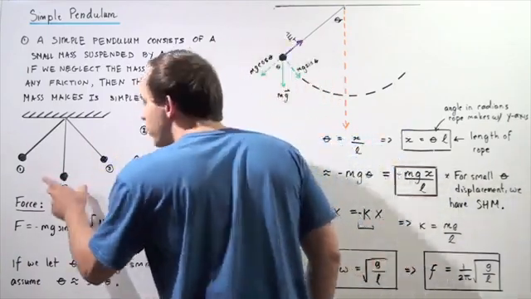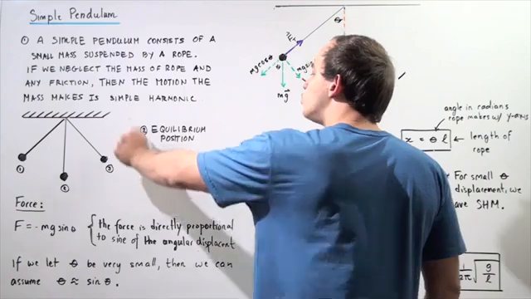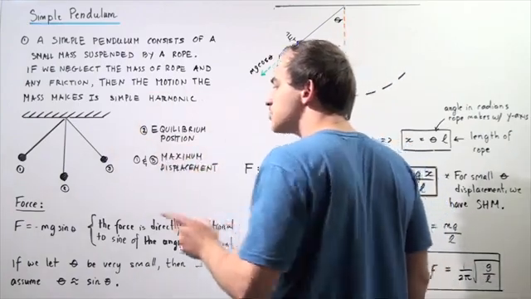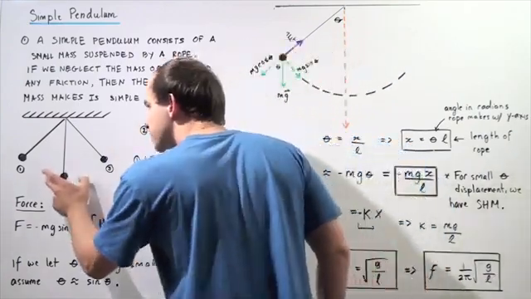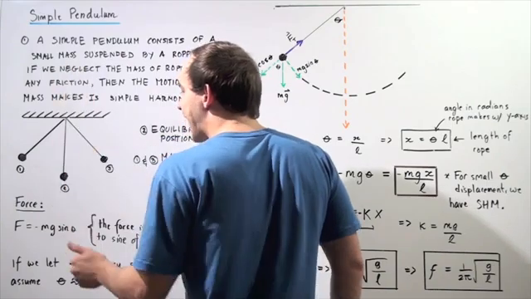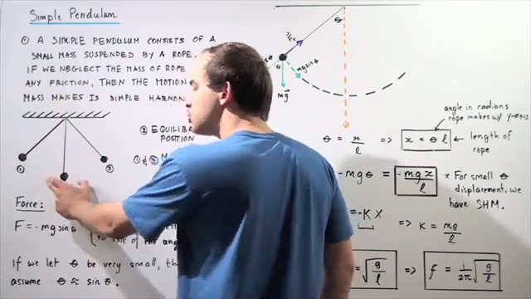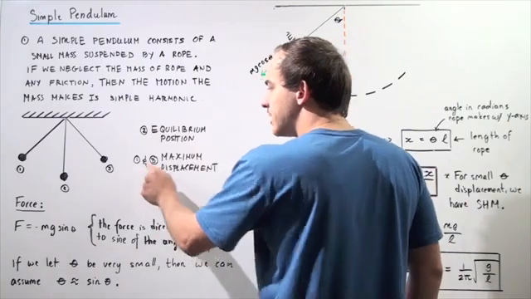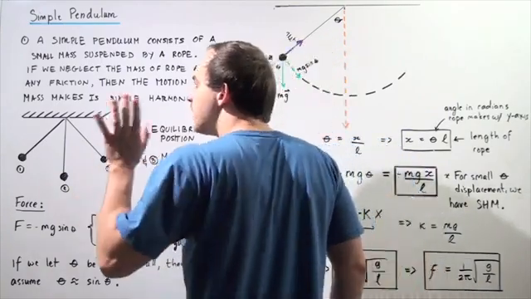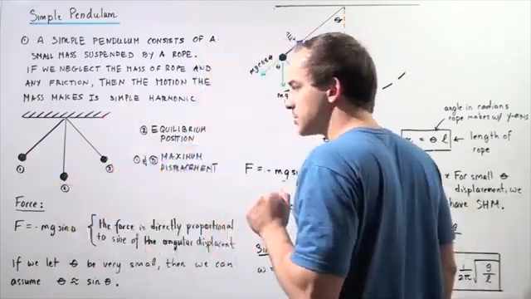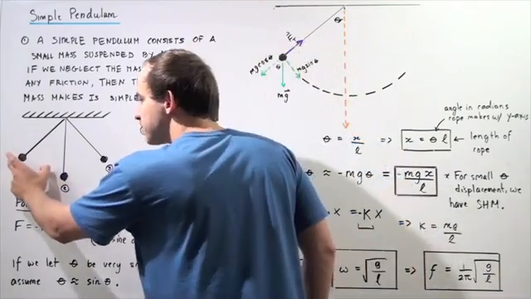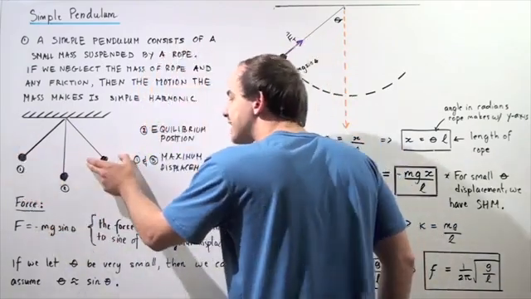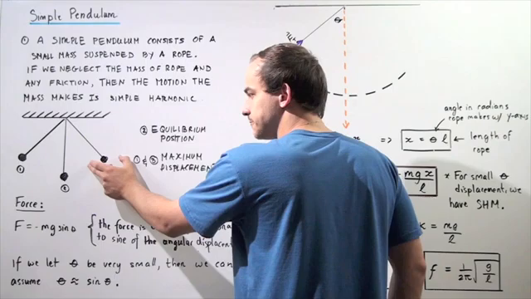Now, position 2 is usually assumed to be the equilibrium position, because the angular displacement with respect to our y-axis at this position is assumed to be 0. Now, notice that points 1 and 3 represent our maximum displacements. So this is the positive maximum displacement and the negative maximum displacement.